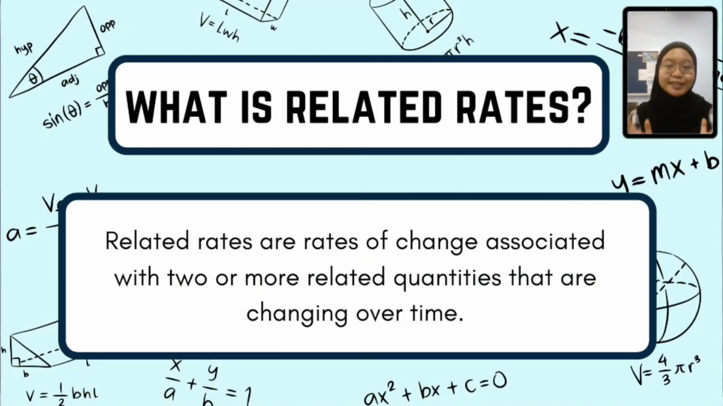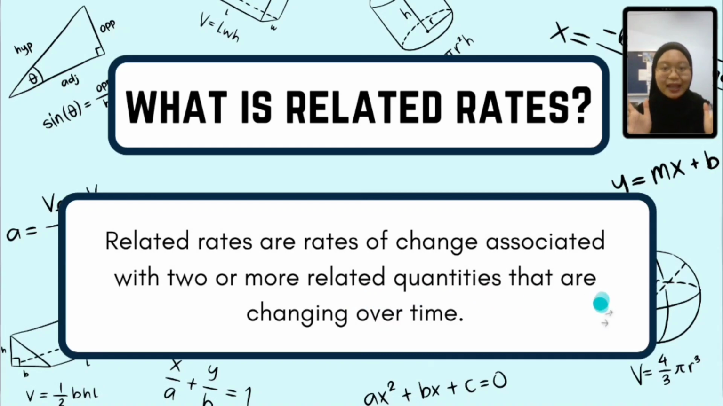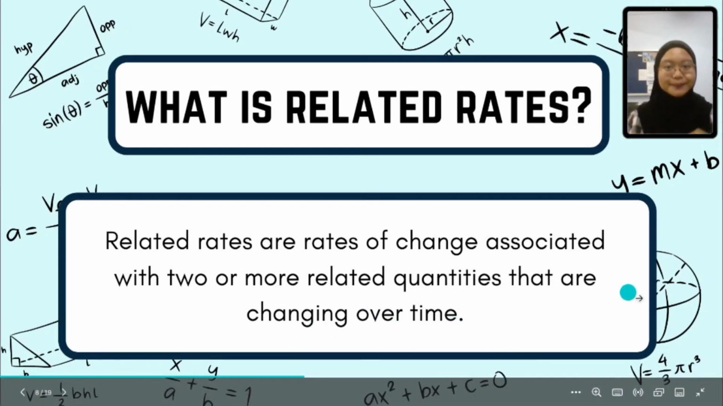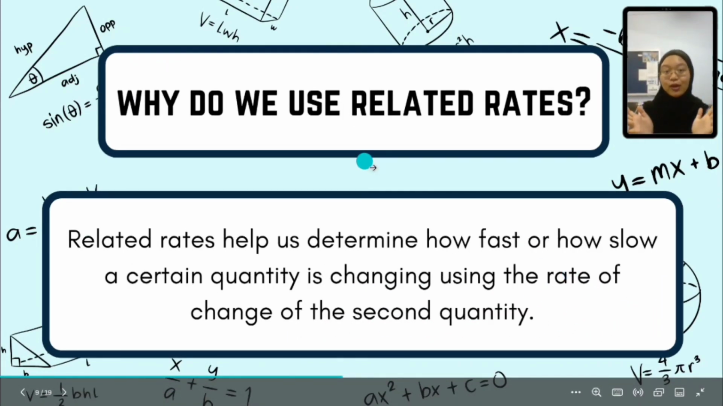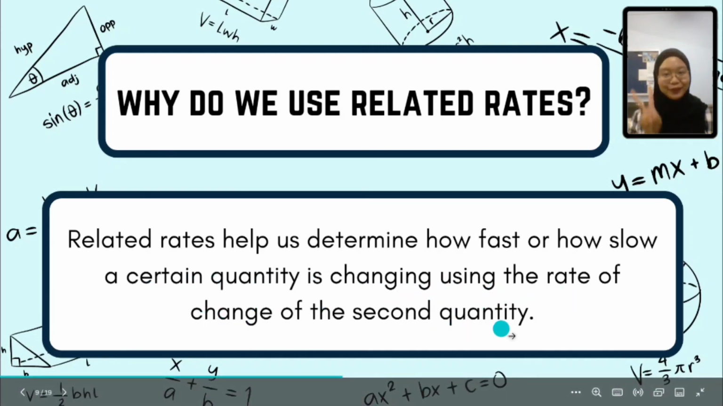What is related rates? Related rates are rates of change associated with two or more related quantities that are changing over time. So, why do we use related rates? Related rates help us determine how fast or how slow a certain quantity is changing using the rate of change of the second quantity.